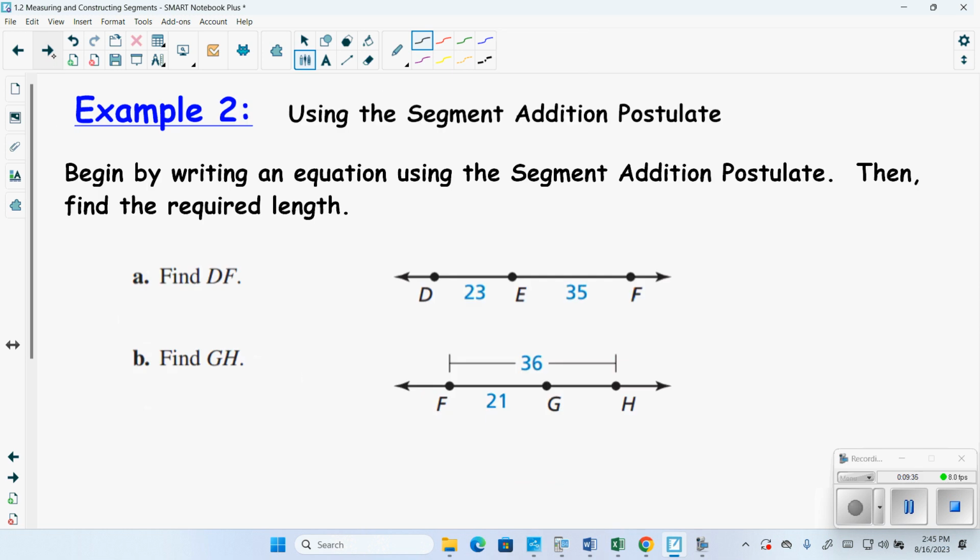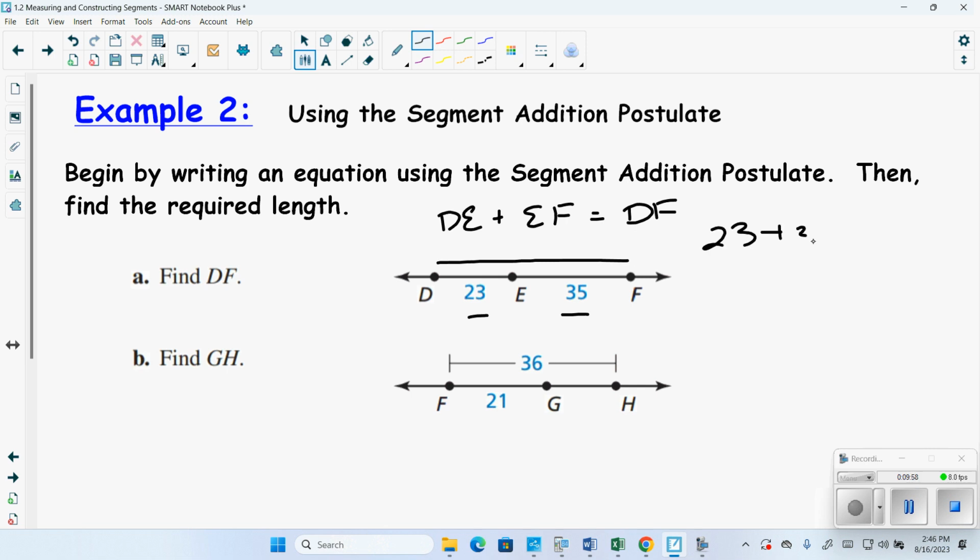Begin by writing the equation using segment addition postulate. So DF, here's what I would say. DE plus EF has to equal DF. Notice the two smaller ones have to equal the larger one. And so now just putting the numbers in, you're talking about 23 plus 35 has to equal DF. I don't know that one yet. So when I add those two together, 58 is the measure of DF.